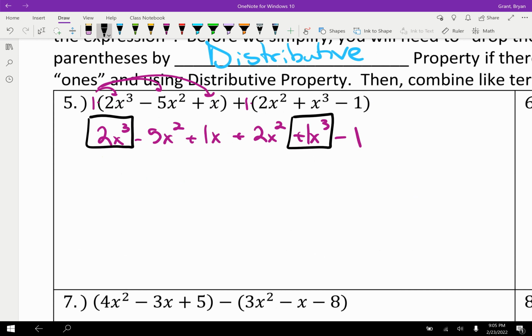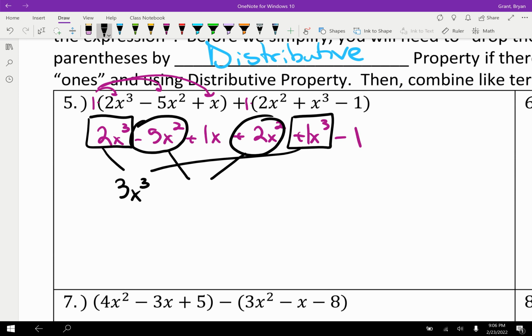Okay, we have 2 of these x cubes, and we are adding 1 more. 2 plus 1 will give us 3 of those x cubes. Then I have a negative 5x squared plus 2x squareds. Negative 5 plus 2 gives me negative 3 of those x squareds. I see a positive 1x, and I don't see any other x's, so plus 1x. And last but not least, I see a minus 1. So I did this one with shapes. The next one I'm going to show you with lines, just so we can keep everything straight. That's as far as we can go.